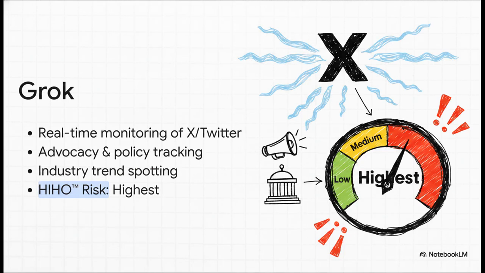Okay, let's talk about Grok. It has one huge unique advantage, real-time access to X, what used to be Twitter. This is a game changer for advocacy and tracking policy as it happens. But here's the deal. The trade-off is massive. It comes with the highest HIHO risk of all 5 of these tools. The signal-to-noise ratio is just a huge risk if you're trying to create any kind of board-level analysis.